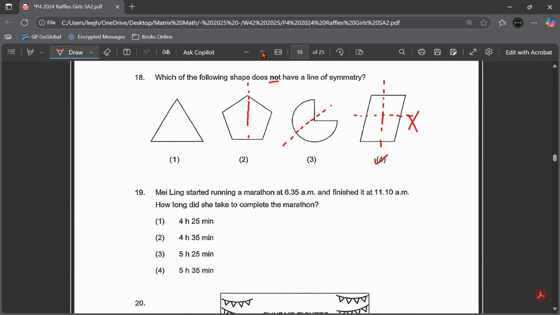You can cut like that, like that, like that. Correct. Now this one also, you can cut like this. You can cut this way, diagonally across. You can cut diagonally across as well. So all these have, but this one does not have a line of symmetry. So it's number 4. There are no two equal halves here, right?